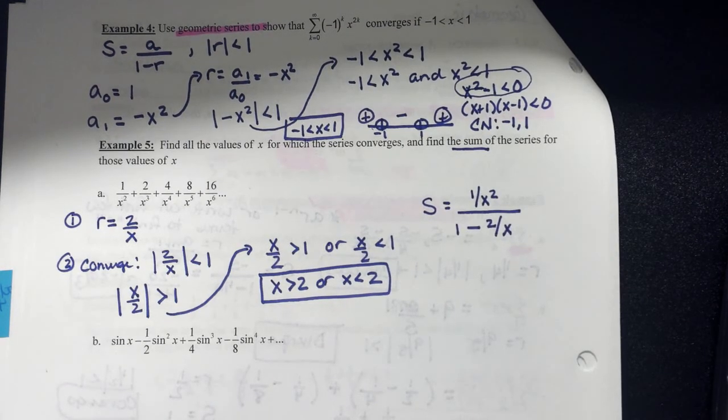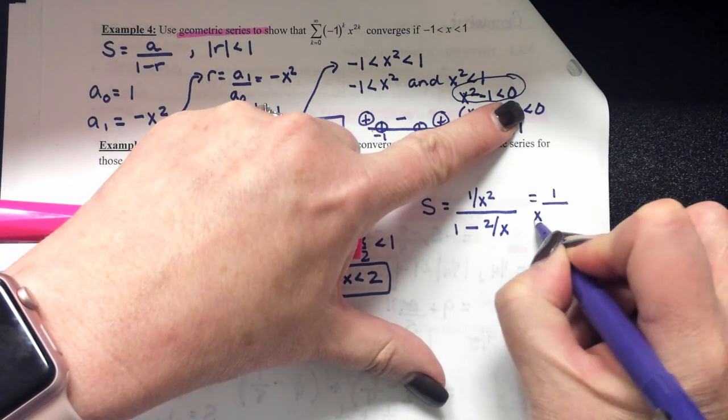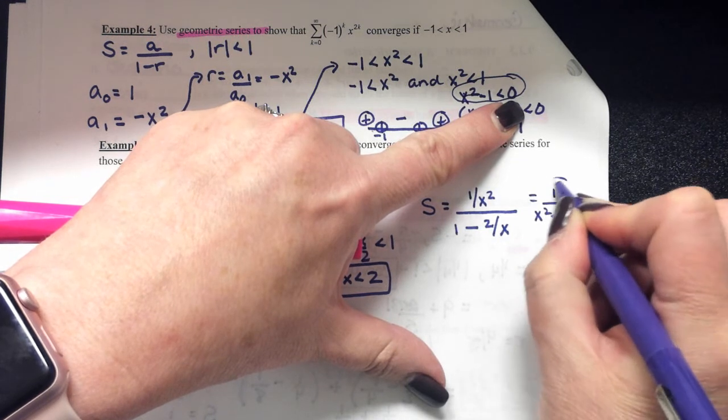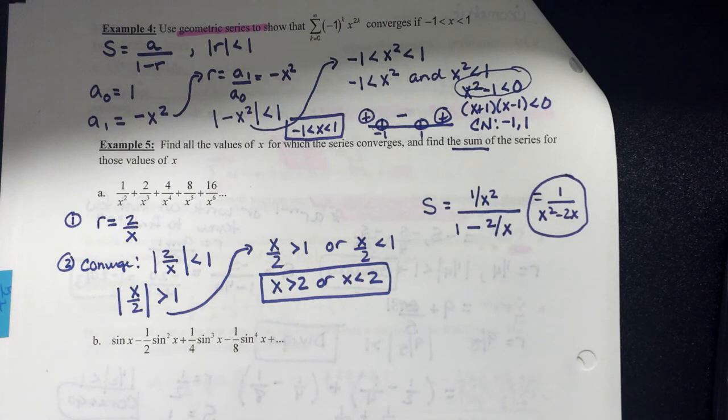How do you solve that? Complex fractions. So what do you multiply everything by? You multiply everything by a what? x squared. So that's going to give me 1 over x squared minus 2x. So that's what it's converging to. Any questions on that one?